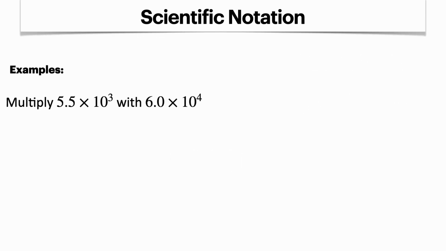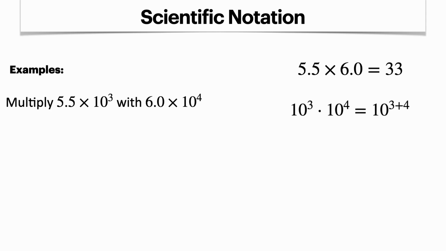All right, let's multiply these numbers. 5.5 times 10 to the 3rd, 6.0 times 10 to the 4th. Let's multiply the numbers to the left. 5.5 times 6, well, 5 times 6 is 30, so 33, that makes sense. We add the exponents, 10 to the 3rd, 10 to the 4th, 3 plus 4 is 7, but we have to correct it. So it would be 33 times 10 to the 7th, but the correct answer would be 3.3 times 10 to the 8th because we have to adjust it.